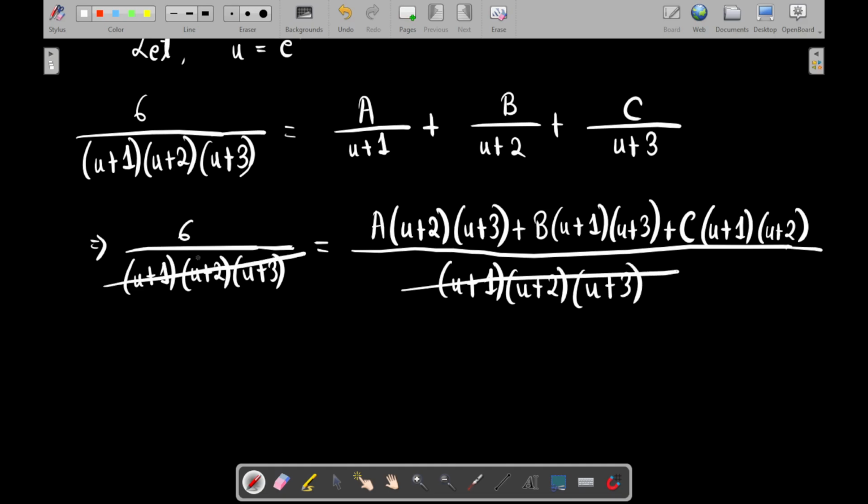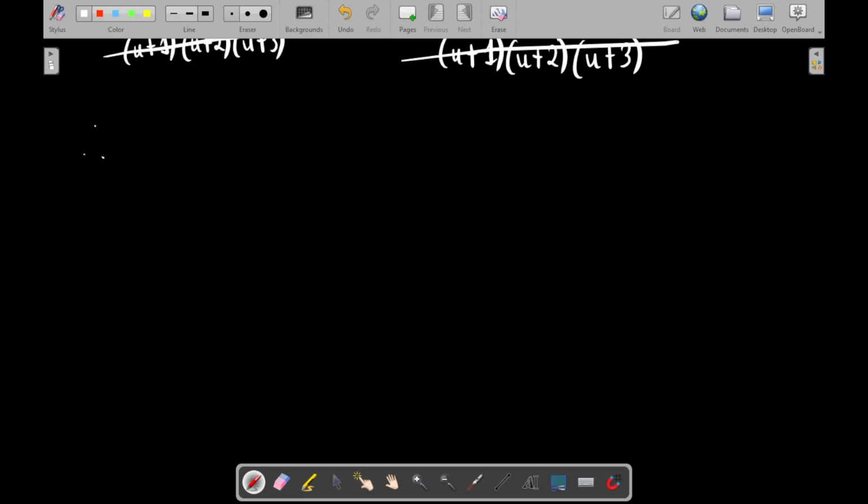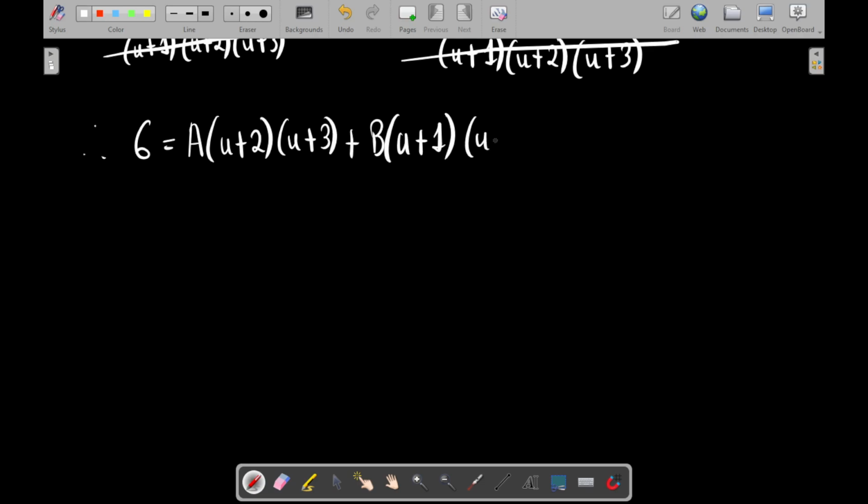Okay, so this gives us that 6 is equal to a times u plus 2 times u plus 3 plus b times u plus 1 times u plus 3 plus c times u plus 1 times u plus 2, right? So in order to find the values of A, B, C, we try putting different values of u in this equation.